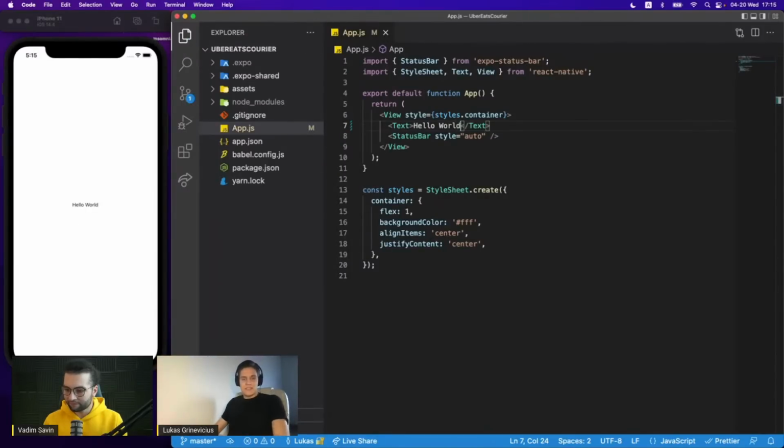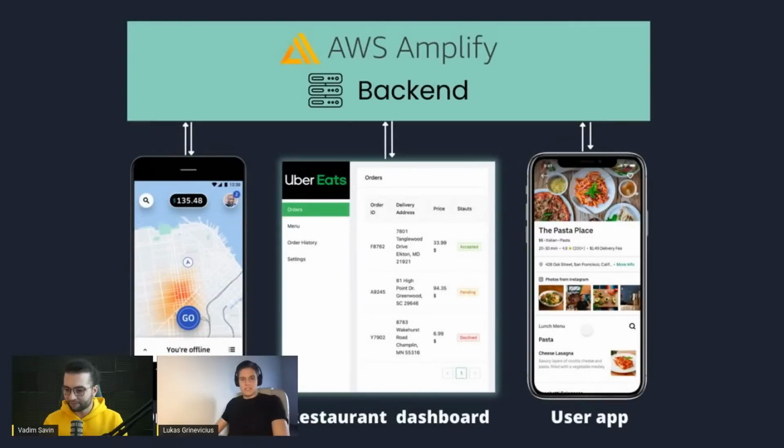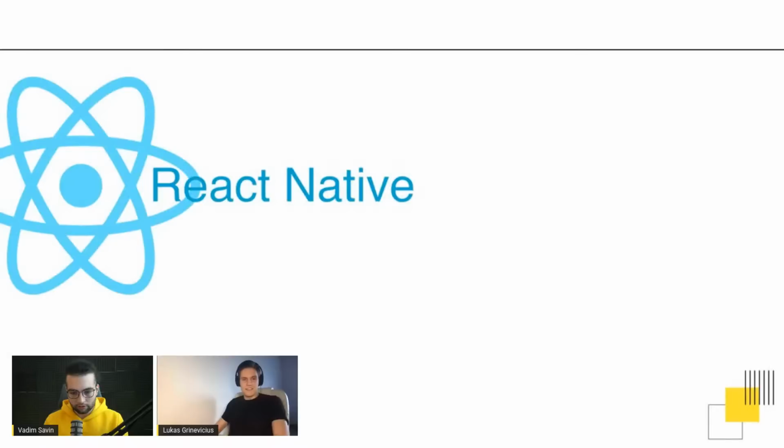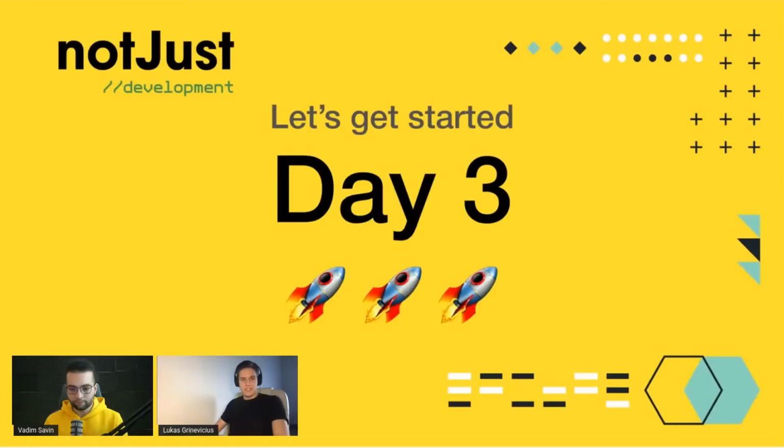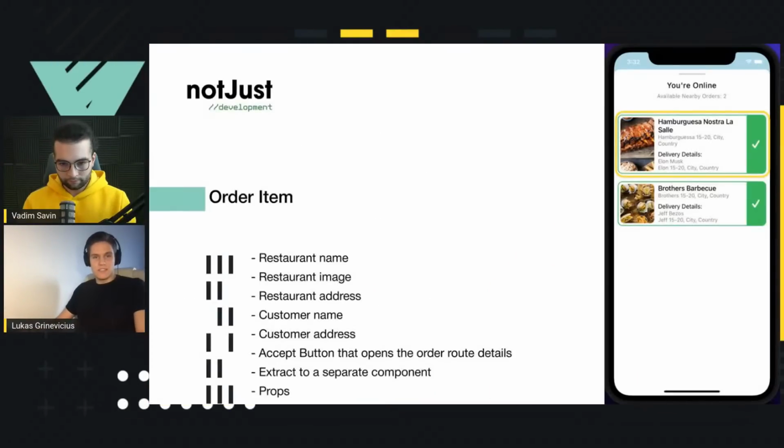So right now, let's open real quick a presentation. Here's the presentation. So the first thing that we will start working on is going to be an order item, a simple order item. And we're going to start doing it in our App.js file. Later on, we'll export it.